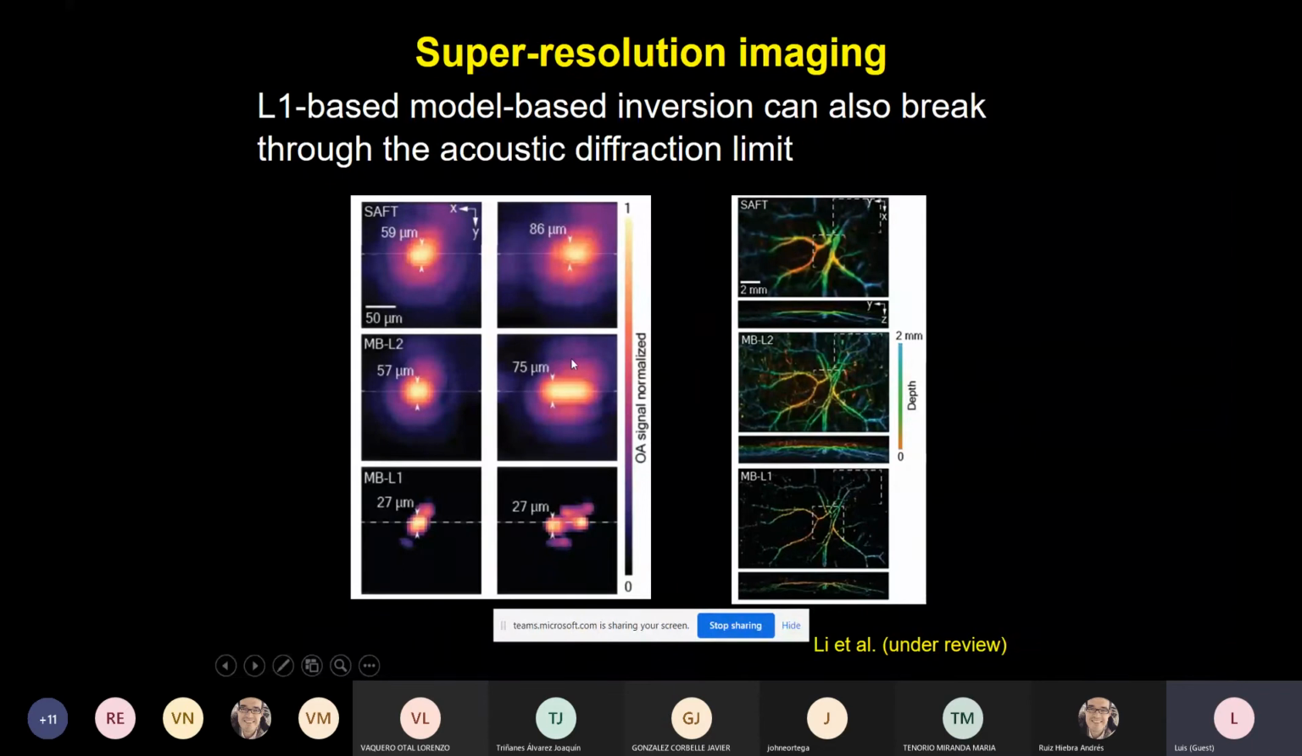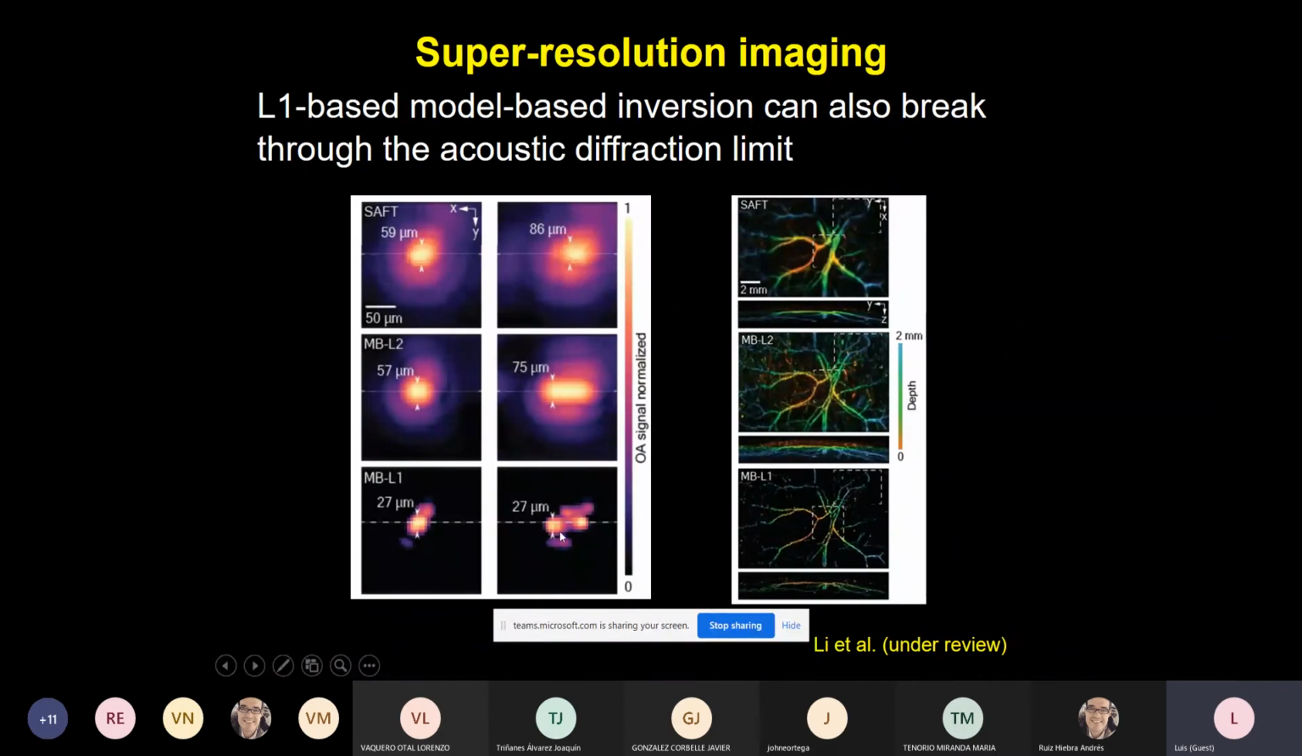This is an image. Basically, this is just two absorbers. The one on the left is just one single absorber. The full width half maximum is lower when we use this approach than when we use standard approaches like the SAFT or the normal reconstruction based on L2 norm. But if we have two absorbers, we cannot distinguish them with standard approaches.